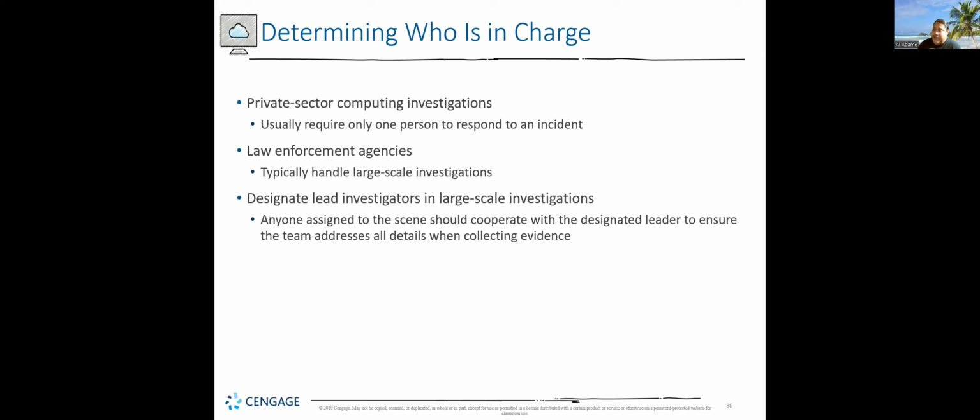Law enforcement agencies handle larger scale investigations. A lot of people's business. You're assigned to one area, you're assigned to another, you're supporting him, you're supporting them, you're supporting her, and so on. So there are leading investigators when there are large scale investigations. That's where you or somebody else would be leading, saying, hey, I need you and you and you. You handle this area, you handle that area with me. Here are the warrants, get to it. Anyone assigned to the scene should cooperate with the designated leader to ensure the team addresses all details when conducting the investigation.